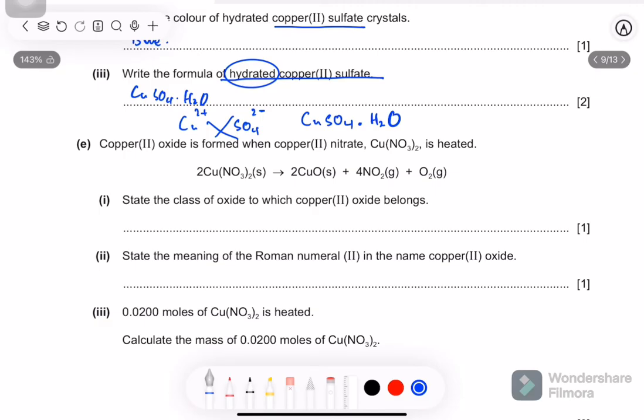Next, copper II oxide is formed when copper II nitrate is heated. This type of reaction is what we call thermal decomposition. State the class of oxide to which copper II oxide belongs. So it is a basic oxide, as all metal oxides are.